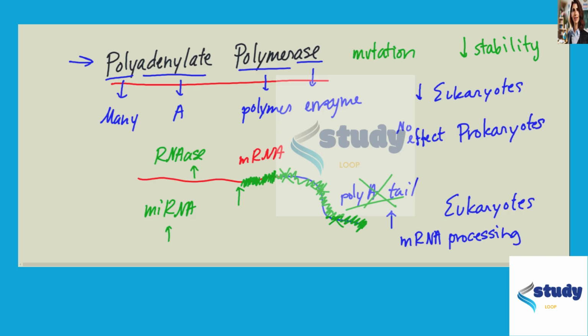So here, the best answer choice is going to be B, that you're going to decrease the stability of your mRNA molecule in eukaryotes because you're going to digest them by enzymes faster, whereas you'll have no effect in prokaryotes because they'd never add on this poly A tail anyways.